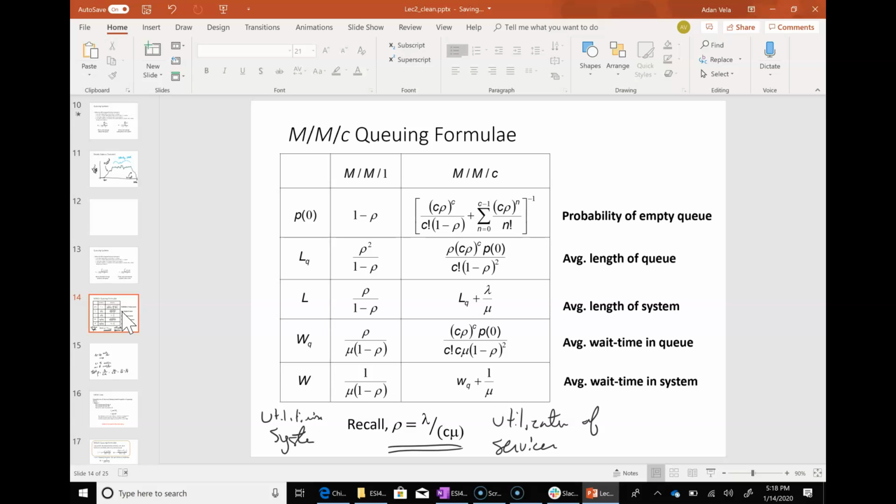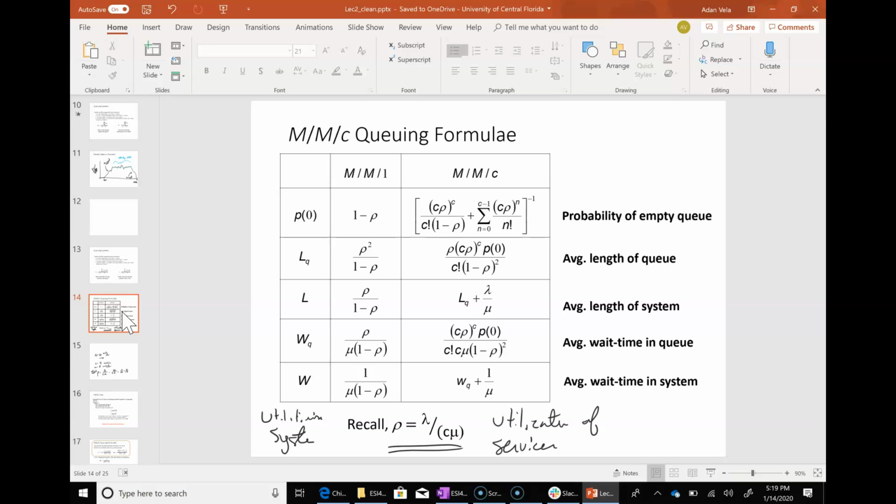So one of the first things people figured out is they said, well, can we calculate the probability of an empty queue? So nobody's in line. It kind of makes sense that if your system's only utilized 25% of the time, then 75% of the time it's not being utilized and nobody's in line. And so that's why the probability of an empty queue is 1 minus rho. Okay. So that's nice and easy.